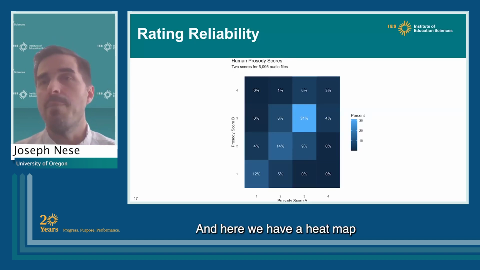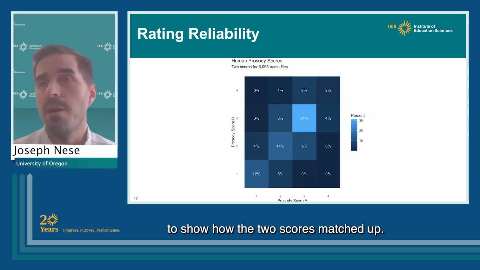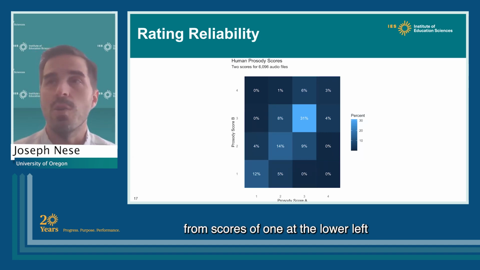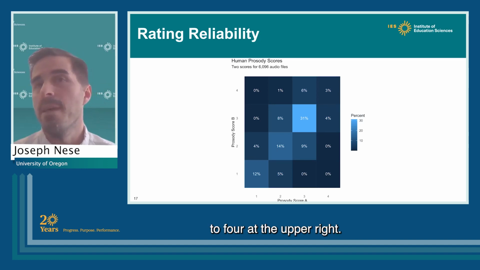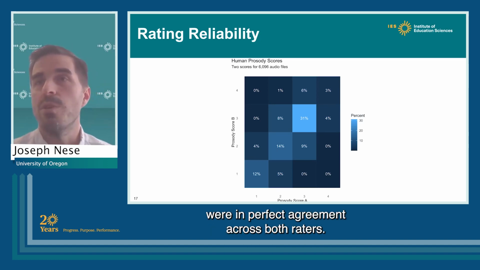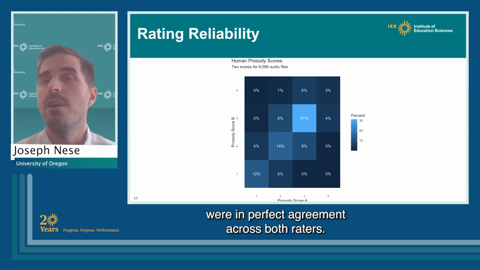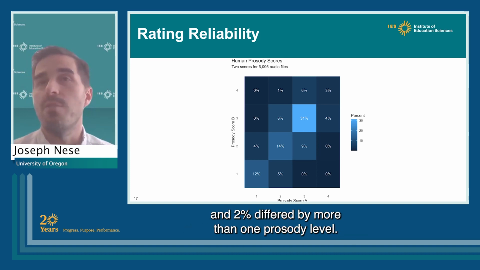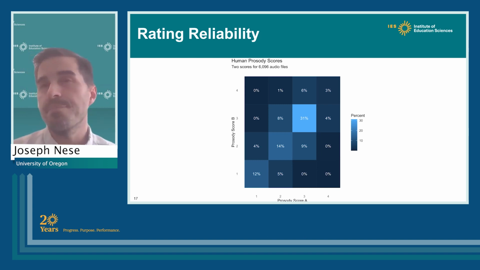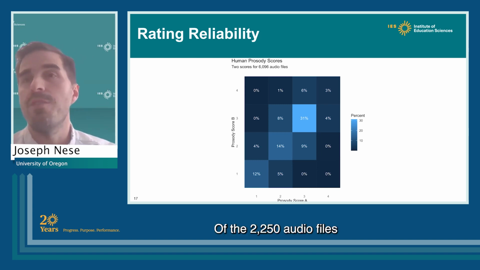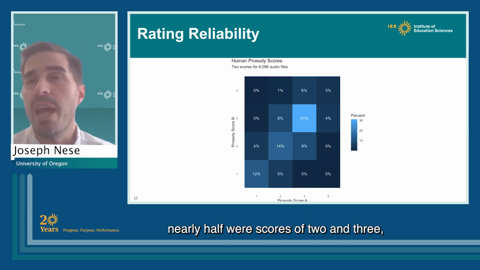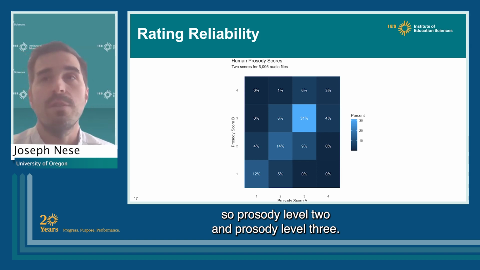And here we have a heat map to show how the two scores matched up. Along the diagonal, you have perfect agreement, from scores of 1 at the lower left to 4 at the upper right. 61% of audio files were in perfect agreement across both raters. 37% differed by 1 prosody level, and 2% differed by more than 1 prosody level. Of the 2,250 audio files with scores that differed by 1 prosody level, nearly half were scores of 2 and 3. So prosody level 2 and prosody level 3.